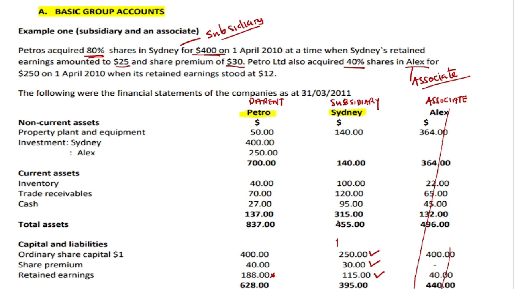So again, what to do? This 12 is already sitting in there. So say 12 from 40. Then whatever remains, we multiply by the 40% shareholding that we have. So that's what we are going to share. Great. So let's get to the working.